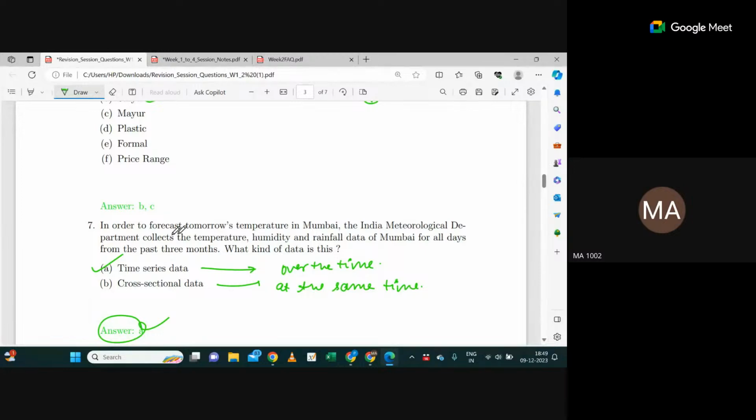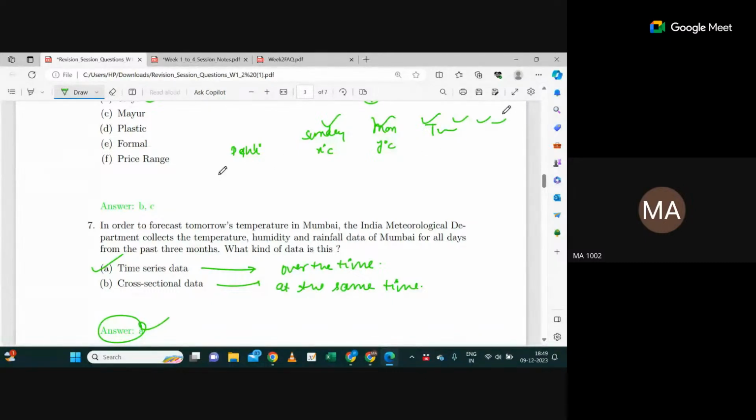So for example, let's say you are collecting the data for Delhi for 7 days of a week. For Delhi, you have collected the data on Sunday. On Sunday, temperature is, let's say, x Celsius. On Monday, y Celsius. Same for Tuesday. So here I am collecting the data over time. So this is something called time series data.